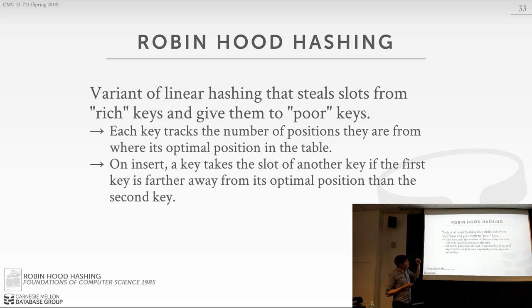So what'll happen is, for every single key we insert, we have to keep track of how many positions we are from where we should be, because we had a collision. And then we use that when we do an insert, and we see, all right, I should be here, but you're there. How far away are you? How far away am I? And if I'm farther away than you are, then I steal your position. And then you have to move on and keep scanning down to figure out where you belong.